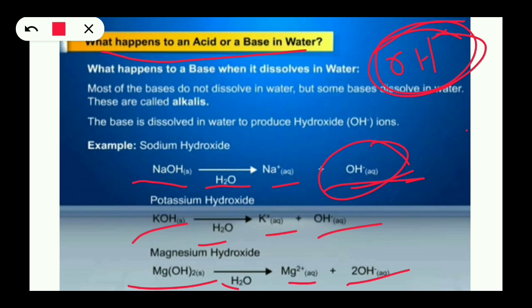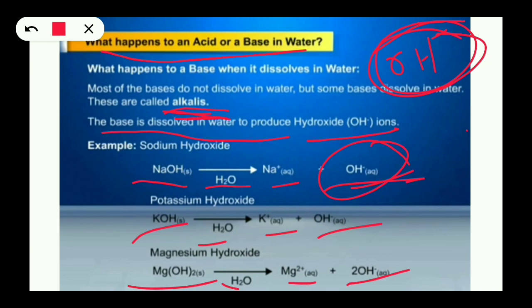Okay, so what is actually happening, children? When bases are dissolved in water, when they are soluble in water, those substances are called alkalis. Alkaline in nature means basic in nature. Okay, listen clearly, children. Bases which are soluble in water are called alkalis.